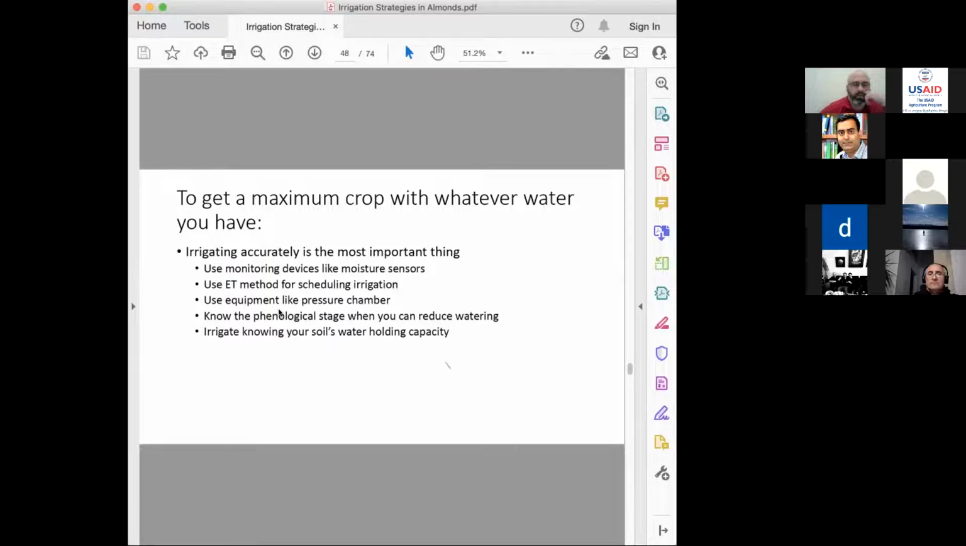There are cases where you have different layers. You have sandy layer, you have a clay layer, and you have water percolation problems. So you need to know your soil type. You need to know the layering in your soil profile. And from there, you need to know your soil's water holding capacity.